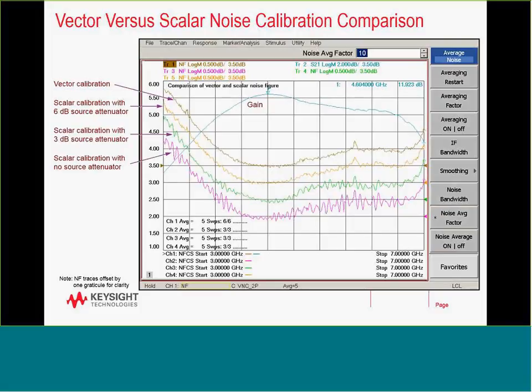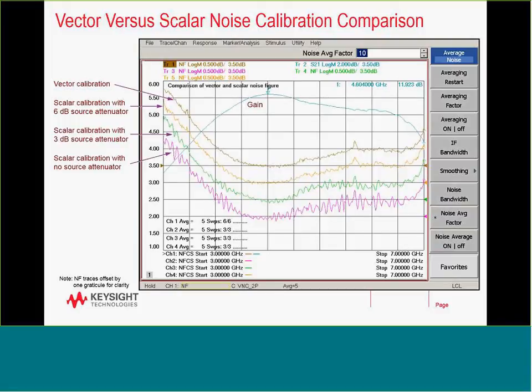Compare the vector versus scalar noise figure calibration, you can see that if you just look at the gain curve, like the light blue curve that goes up there, that's the gain. You can see in both cases they're going to be really close. However, when we compare the noise figure measurement, and that is the brown, orange, green, and purple lines there, and we've moved the reference level away from each other, they're effectively all reporting about 3 dB, 3.5 dB noise figure at the marker.